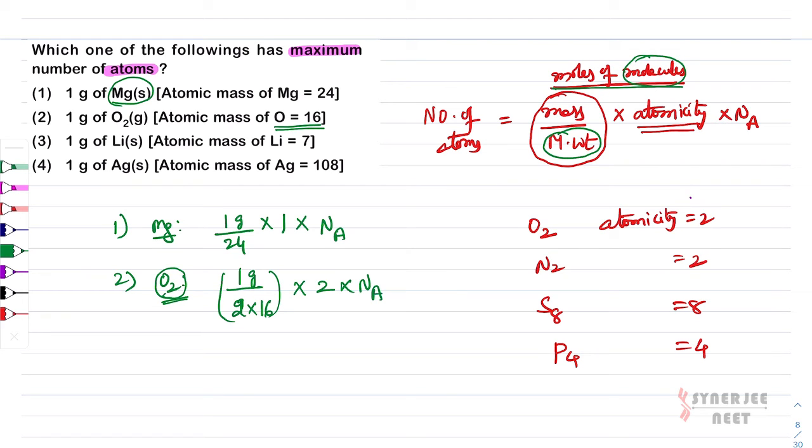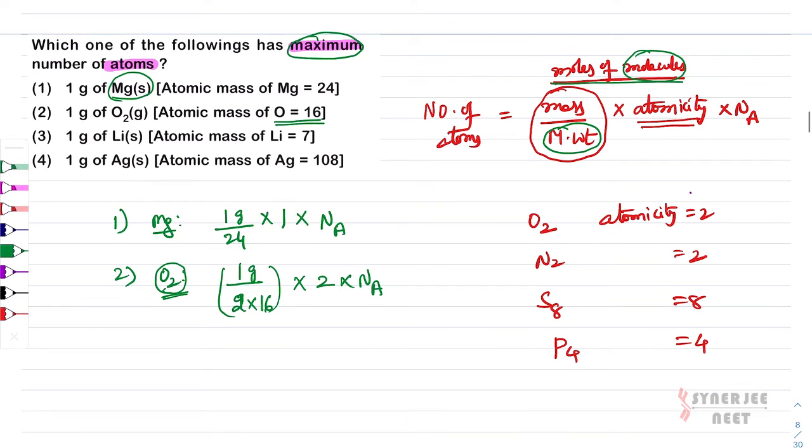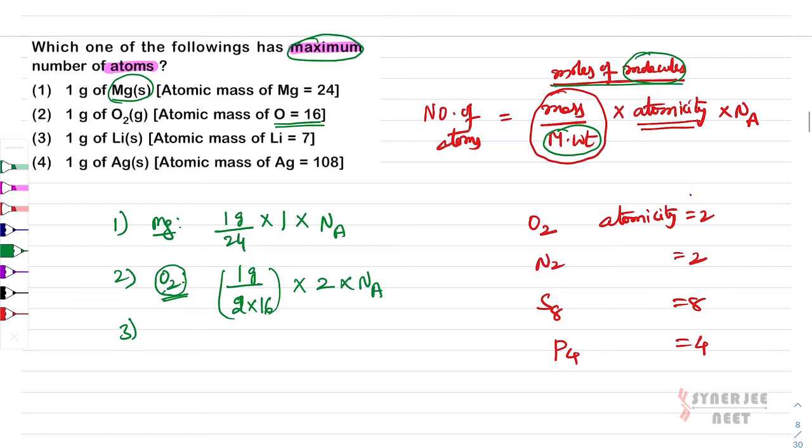There is no need to substitute the Avogadro number and multiply, because here we have to compare and decide which one has the maximum number of atoms. Avogadro number is anyway common in all, so we need not multiply and calculate. And lithium, similarly, is also a metal, therefore we take atomicity as 1 and represent the element, and that's why there is no Li2 or Li3 here.